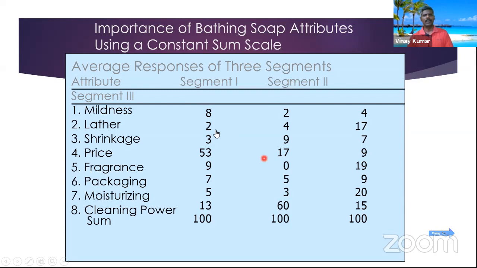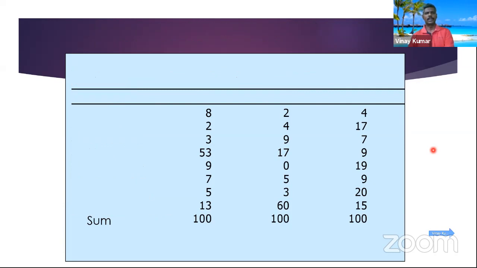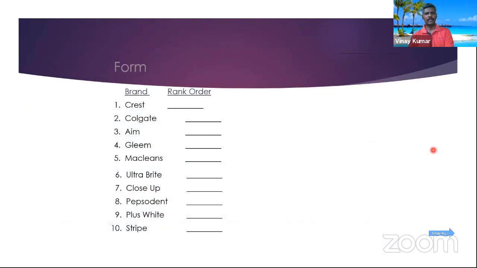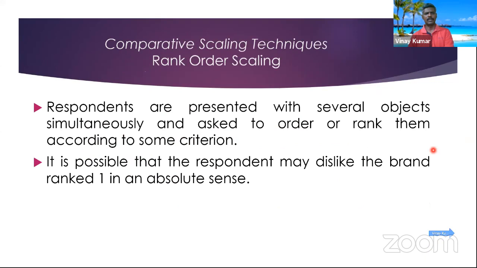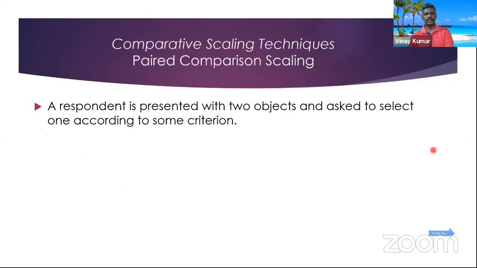So this is an example of a constant sum scale. So we can understand the different attributes of the product or a service with this constant sum scale technique, which is also popularly used in research, marketing research. So these are three comparative scales that we have seen. Okay, please understand. Let's go back and try to understand these three comparative scales.